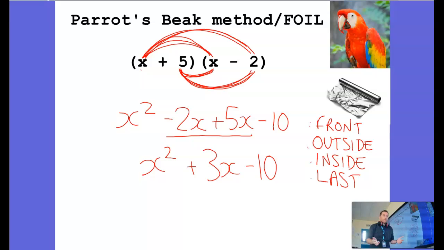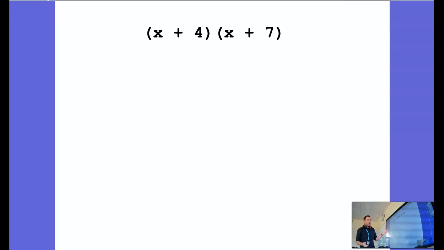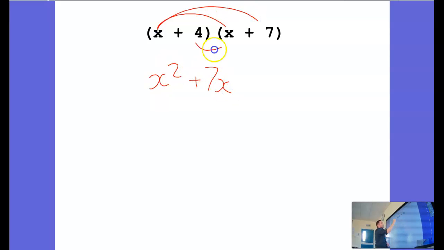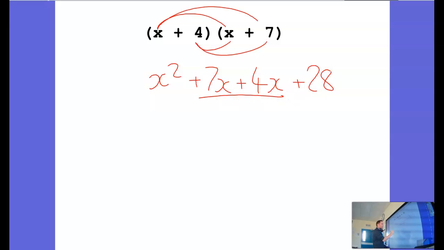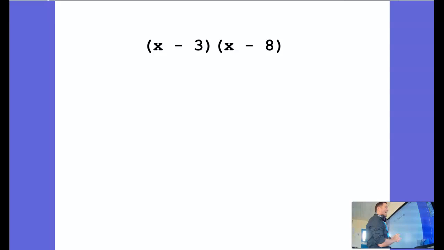Let's do some more examples with some different things in this. So we've got two positives here. We've got x plus 4, x plus 7. X times x is x squared. X times 7, 7x. 4 times x, or plus 4 times x, is plus 4x. Plus 4 times plus 7 is 28. And once again, collect the two like terms, gives us x squared, 7x and 4x is 11x, and then a plus 28 on the end. So that's with two positives. It's pretty straightforward with two positives. Let's have a look at two negatives now.